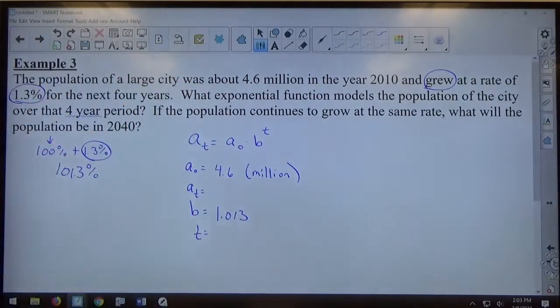Okay. Now, in order to keep numbers smaller, they do this quite often. Instead of putting 4,600,000 people, they're putting 4.6. And they're saying that's millions of people. So if the answer comes out to 5, that's 5 million. If the answer comes out to 23, that's 23 million. If the answer comes out to 0.1, that's 0.1 million, also known as 100,000. So again, instead of having to put 4,600,000 in our formula, we're going to put 4.6 in our formula.